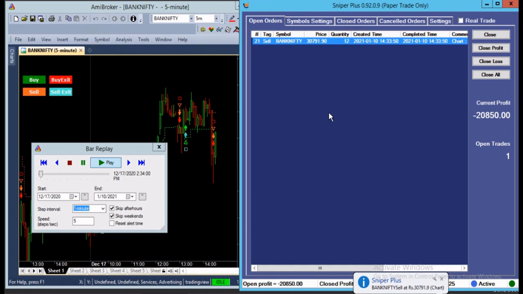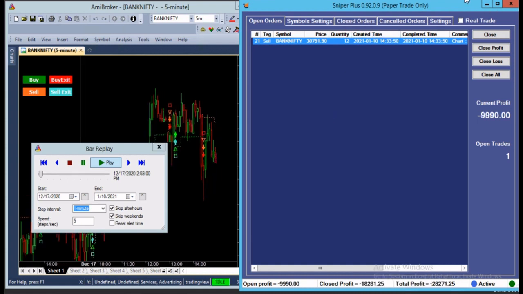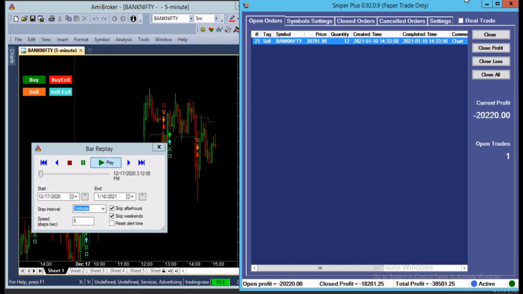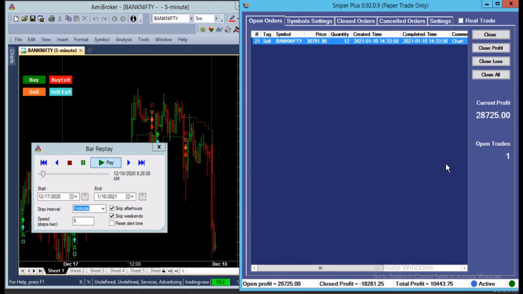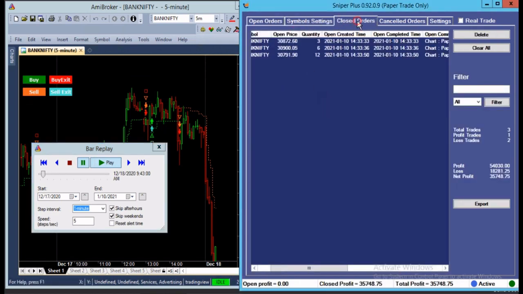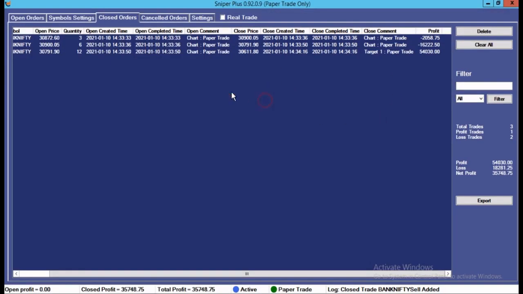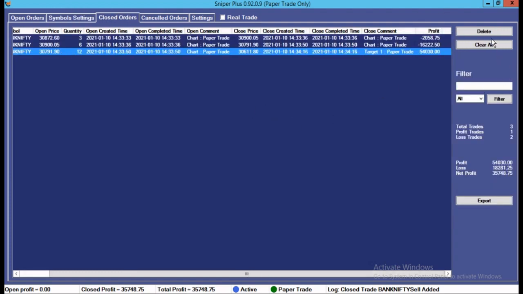The third trade we took at 12 quantity. It is checking. And now target 1 got achieved. Okay, now come to closed order. Here we can see the first trade at 3, 6 and 12. Net profit is 54,330 and here we can see the total profit is 35,748 rupees. Okay, this is all about add quantity.